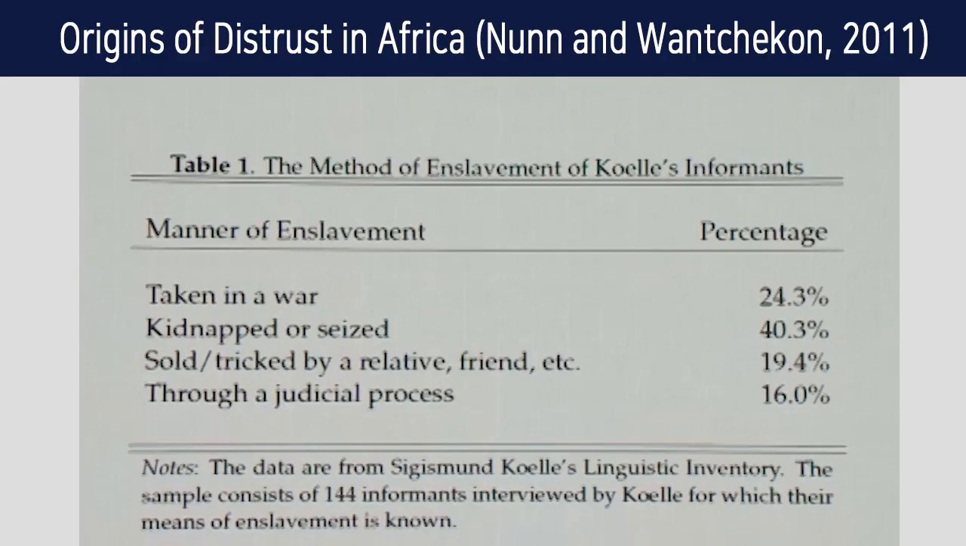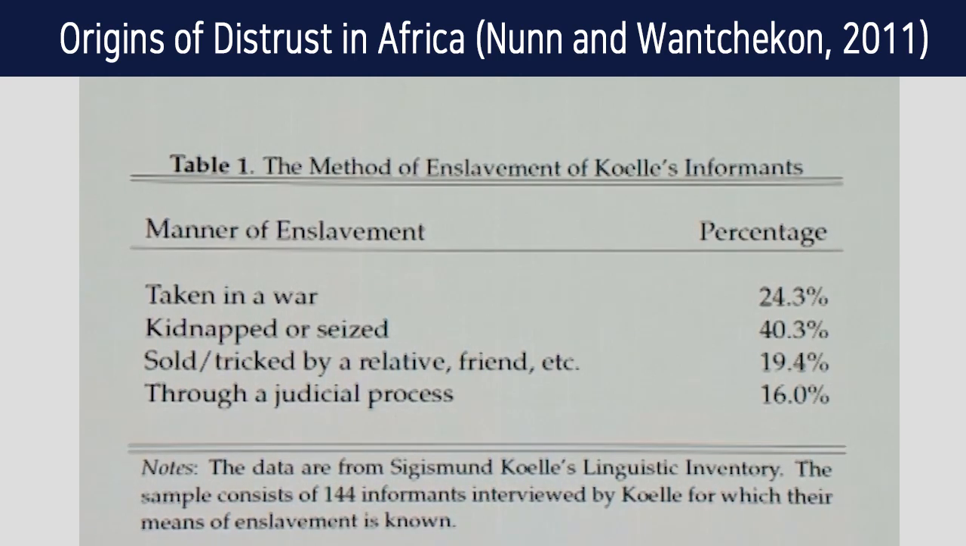So let me give you two more examples. This example is again returning to Africa, thinking about the slave trade. And this is research I've done with Leonard Wantchekon, who's a professor at Princeton. And we started looking into how slaves were taken. And here's a table that tells you for 144 individuals for which we have data, exactly how they were enslaved.